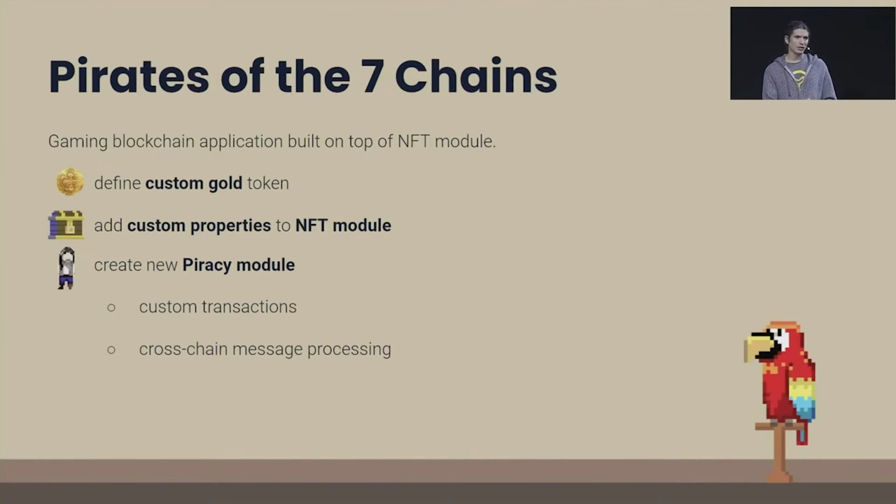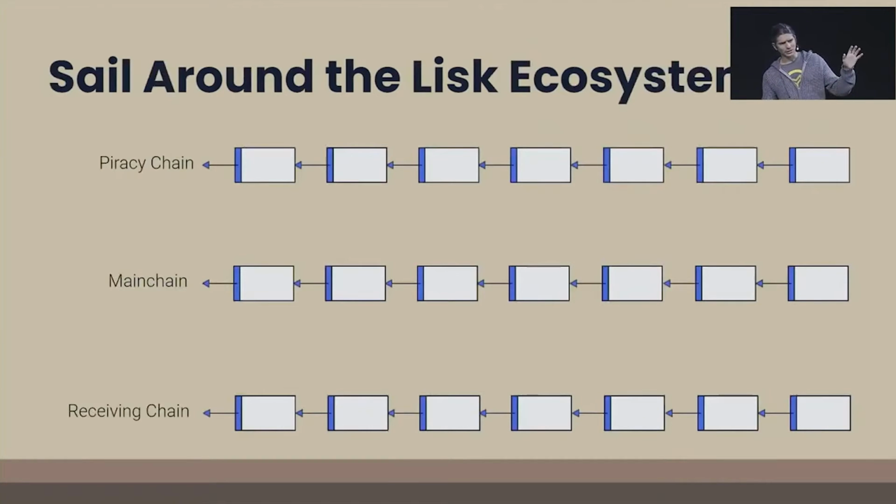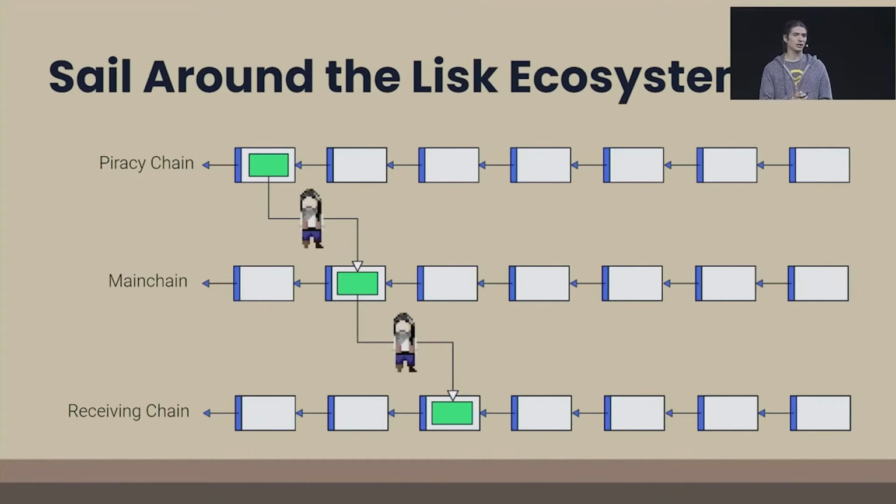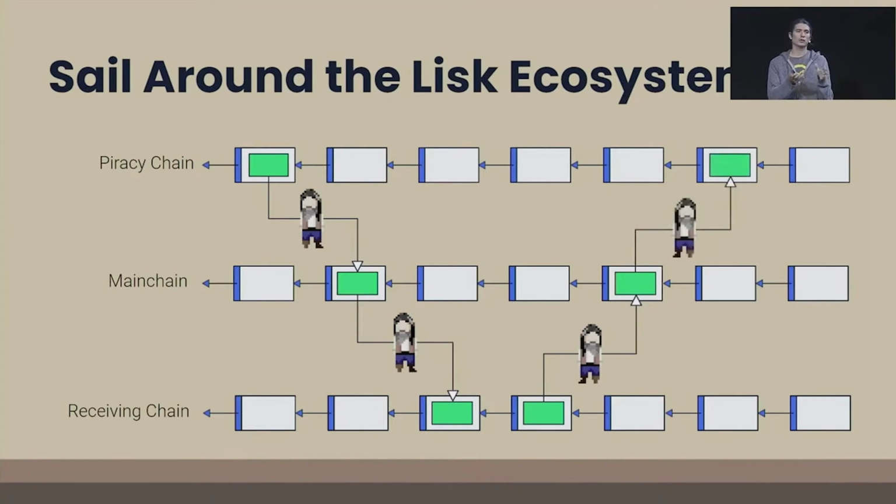But before diving in, what is the general idea? The general idea here is that we have our piracy chain that is part of the Lisk ecosystem, and we have pirates living in the piracy chain as NFTs. And these pirates are allowed to roam around the Lisk ecosystem. They're pirates, after all. And they can leave the piracy chain, get to another receiving chain, and then eventually come back to the piracy chain. And the custom logic is run whenever the pirate leaves the chain or returns to the chain.